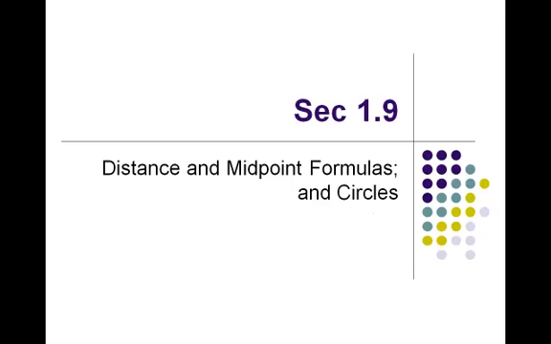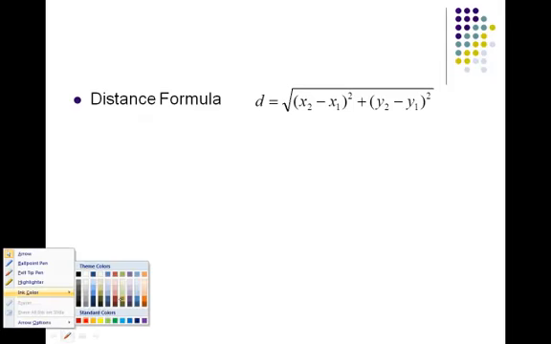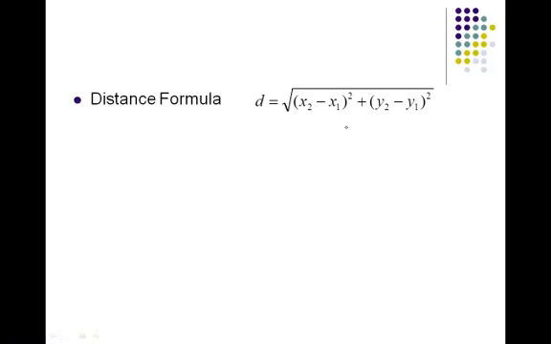Section 1.9 is the distance and midpoint formulas, and using those to work with circles. The distance formula: d equals the square root of x sub 2 minus x sub 1 squared plus y sub 2 minus y sub 1 squared. The distance formula actually comes from our Pythagorean theorem.